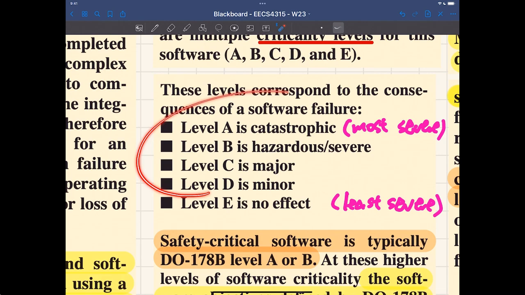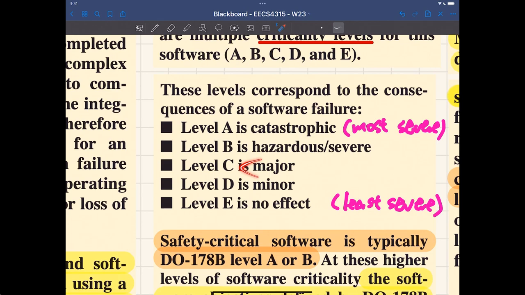Let's start with this first one, catastrophic, meaning that the consequence of failing that system will be catastrophic. For example, if the nuclear power plant reactor failed, of course, it's going to be catastrophic, right? Or if the auto-driving system fails, that can also be catastrophic. And the next one will be hazardous and severe. It's also pretty bad, but maybe slightly better than catastrophic. And that would be major and also minor over here.